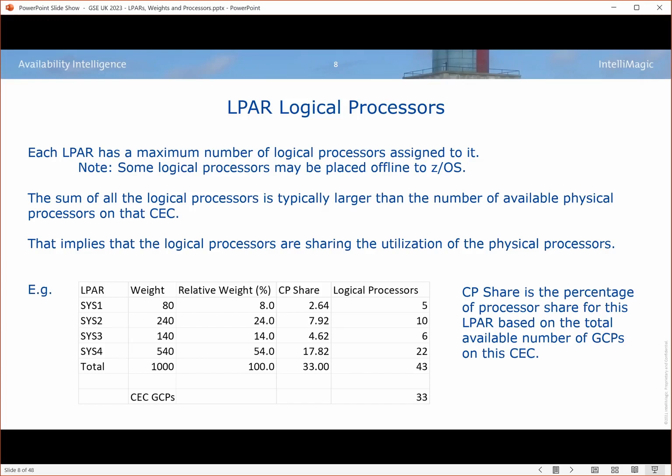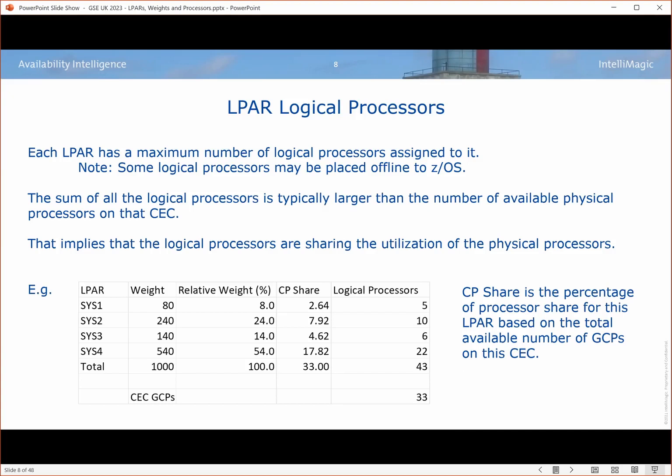Now, as you see in this chart here, we have these 4 sample LPARs with their relative weights, column 3. And in column 5, we have the logical processes that we have assigned to that LPAR. Okay, so LPAR CIS1, we assigned a weight of 80, which works out to be a relative weight of 8% of the resources. And we want 5 logical processes assigned. This particular KEC has 33 processes. And if we look at the sum of all logical processes for LPARs, it's 43. Much larger. Okay, we're sharing processes. That's clear.